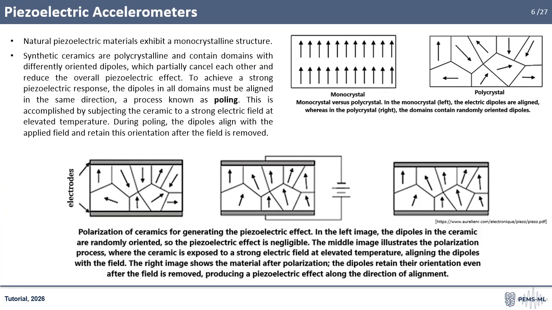Natural piezoelectric materials are monocrystalline, while synthetic piezoelectric ceramics are polycrystalline, and consist of domains with differently oriented dipoles that partially cancel each other. To obtain a strong piezoelectric effect, these dipoles must be aligned in the same direction through a process called poling, which is performed by applying a strong electric field at elevated temperature. During poling, the dipoles align with the applied field and retain this orientation after the field is removed.